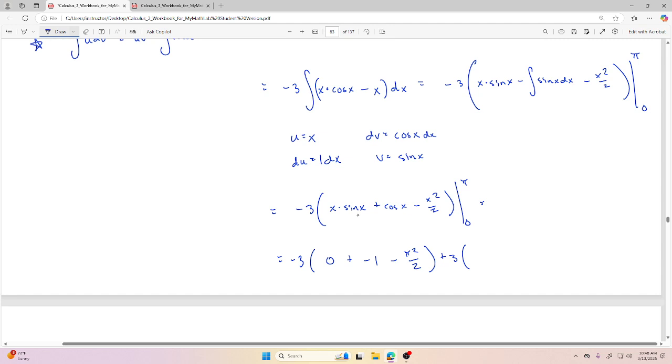Plugging in the 0. Sine of 0 is a 0. Cosine of 0 is a 1. This guy's a 0. These two are negatives. Wouldn't that be a positive in the end? Right? So then we got a positive 3, another positive 3. So I'm looking at positive 6. And then I got this thing, which is all kind of funky.